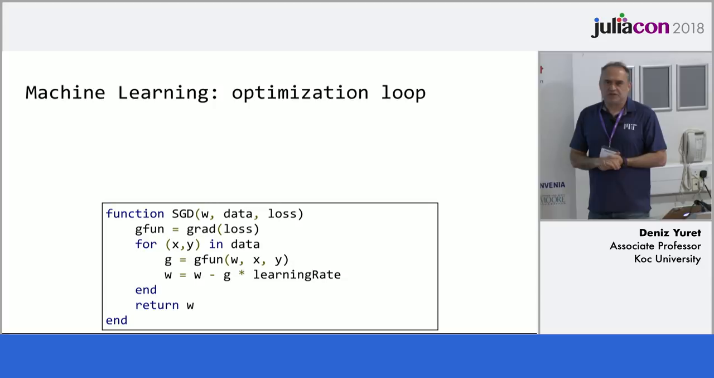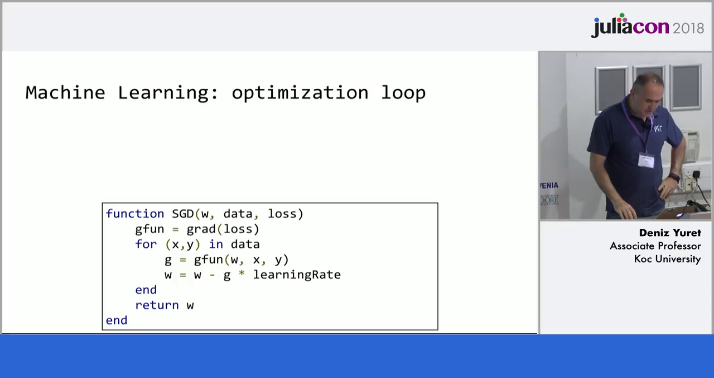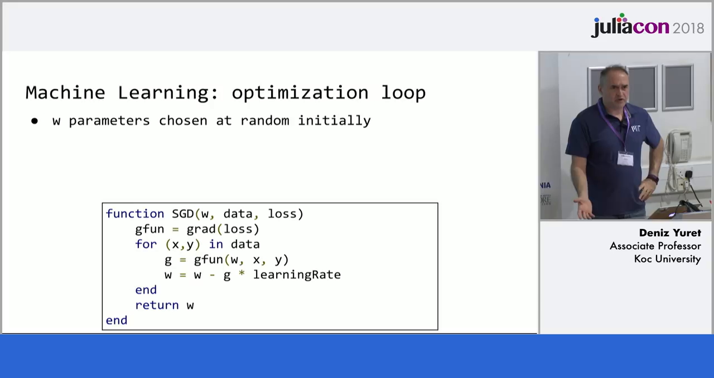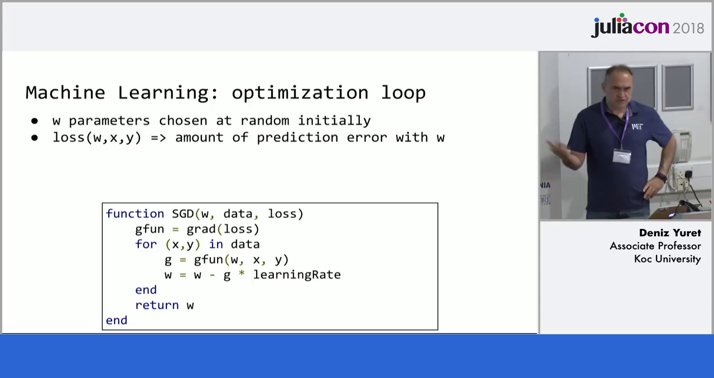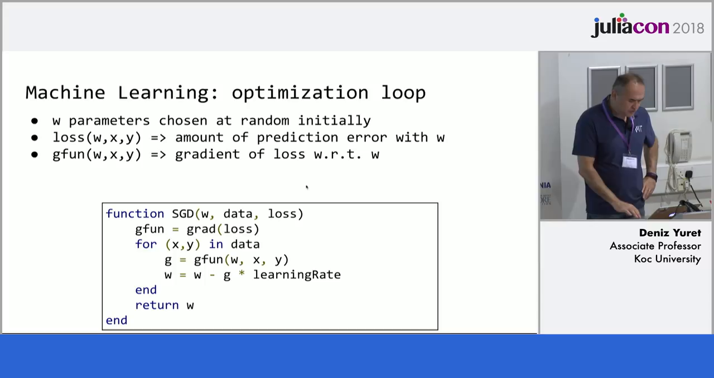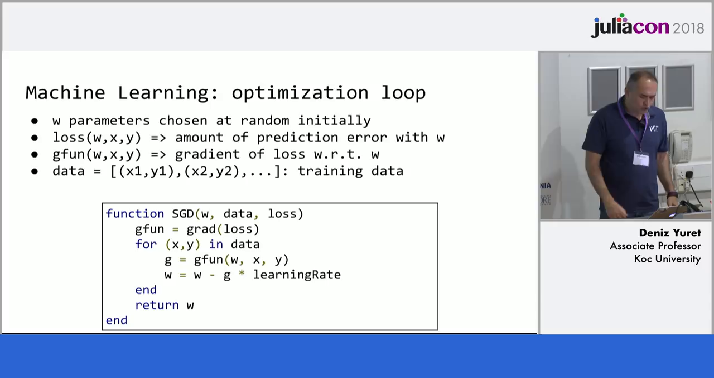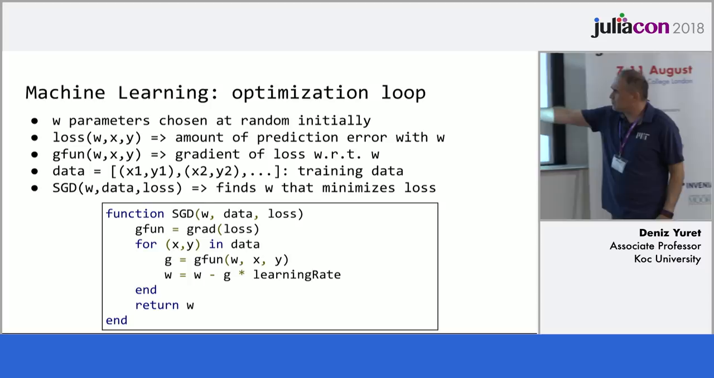This is the basic algorithm we use to train these things. It's called stochastic gradient descent. It has three inputs. W, the parameters, as usual. These are chosen at random initially. You don't have to pay too much attention to them, although good initialization helps with the optimization. The loss is the function we've seen before. It takes W, X, Y and tells you how bad your predictions are. I'm using grad down here to calculate the gradient of the loss with respect to W. Once I have that, I can go over the data, which I assume is a bunch of XY pairs, and calculate the gradient for that particular XY pair.